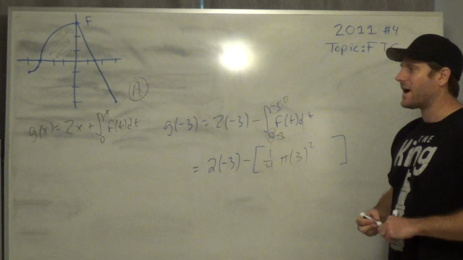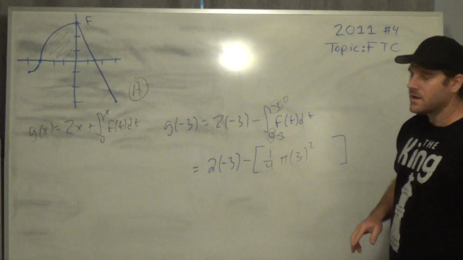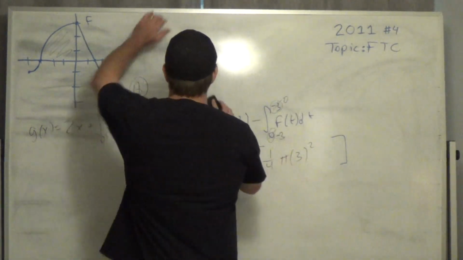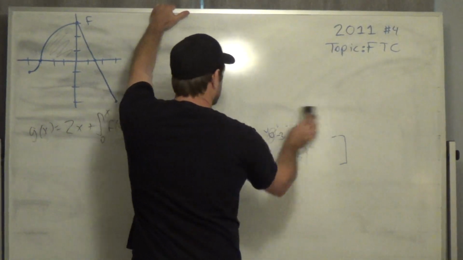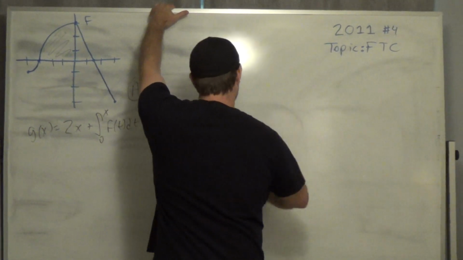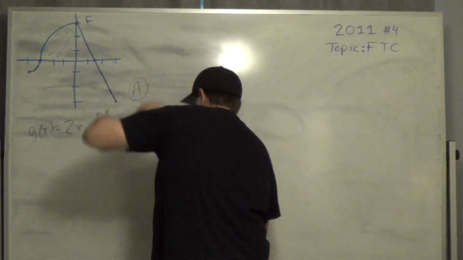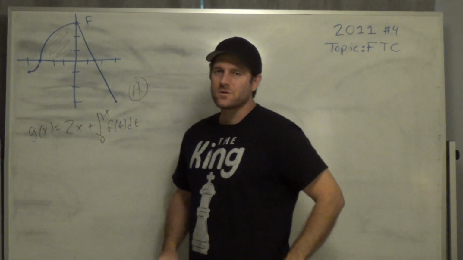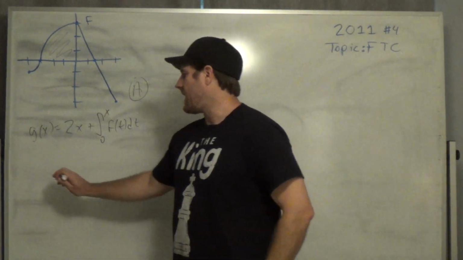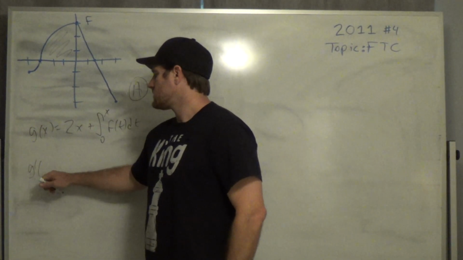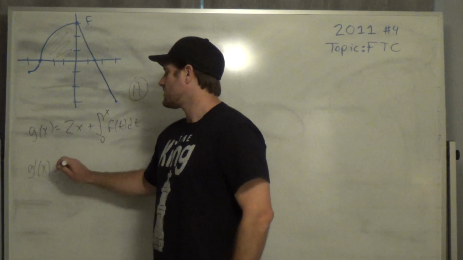There's nothing to simplify. Now that's only the beginning of part A. But let's go ahead and erase that. So that's the beginning of part A. The next part of part A says first find g prime x. Well, g prime x, we have to start here.